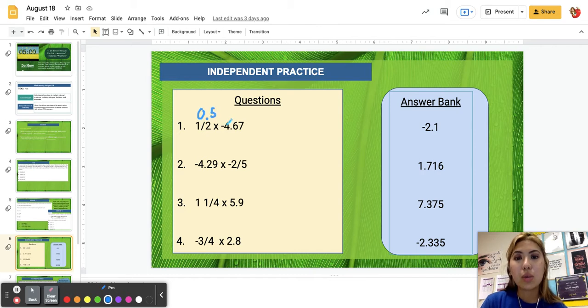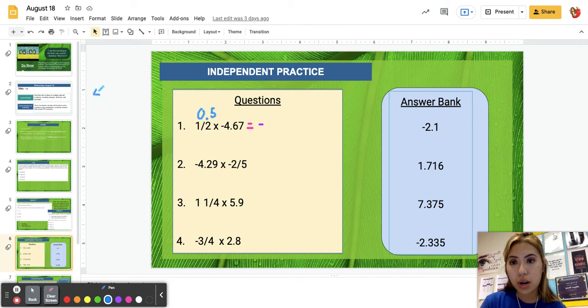And then we know that we have to multiply by 4.67. Before I actually start multiplying though, I want to figure out, is my answer going to be positive or negative? Because you can see that half is positive, but negative 4.67 is negative, right? So a positive times a negative is what kind of number? What is the sign of your answer? A positive times a negative is what? What you should have said is a negative. So I'm going to go ahead and show my work on the side right here.